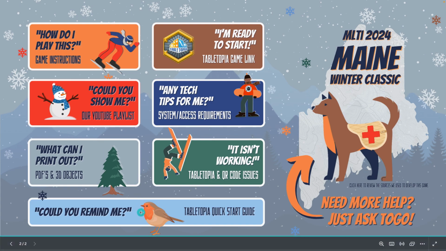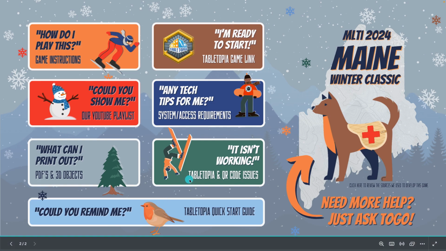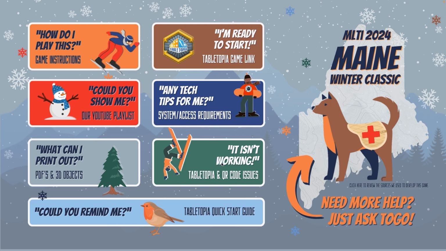Could You Remind Me is just a short, quick Tabletopia start guide so you can figure out how to do things like R for roll, space for zoom in, etc. It Isn't Working is set up in case you're having difficulty with the Tabletopia platform, or if the QR codes are not working the way you wanted to, you can get to all the aspects of the game using different methodology, including a Google Slides version of the game.